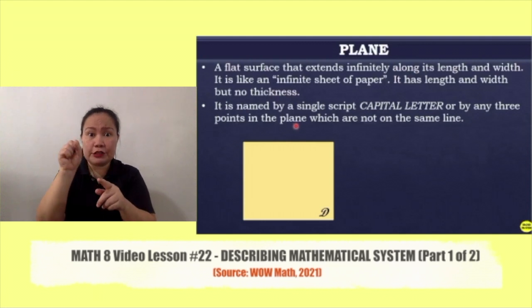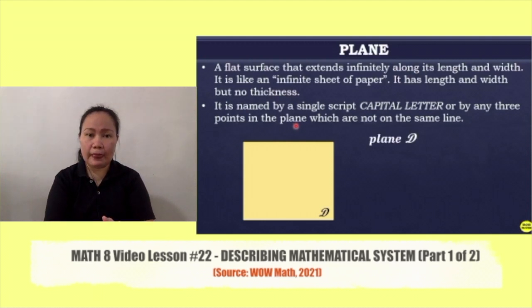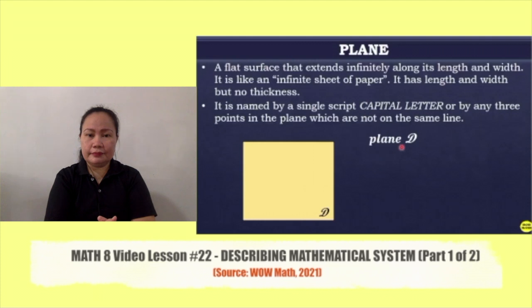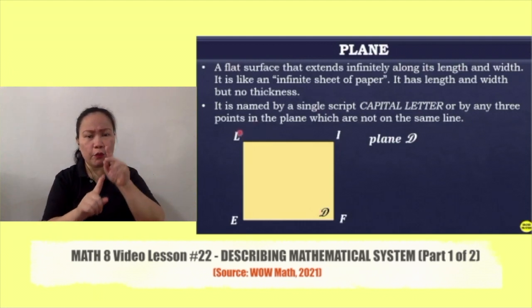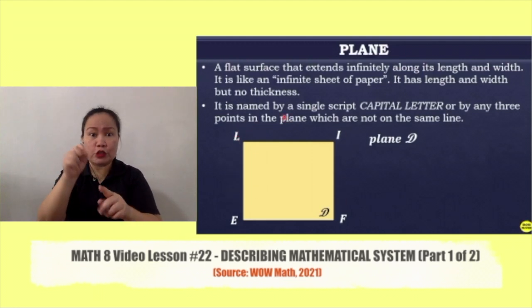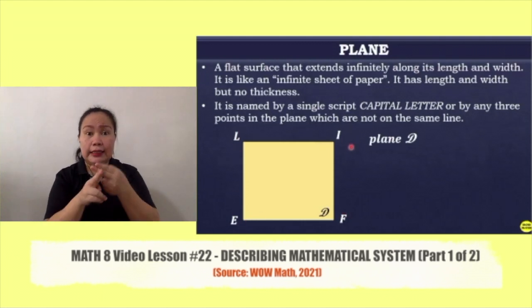So, halimbawa po, meron tayong, so this is named as plane D. So, pwede mo siyang pangalanan as plane D. Okay? So, pwede mo siyang tawagin plane D. Kasi, ayun, nasa loob siya ng plane. Script letter nasa corner. So, pwede natin siyang tawagin plane D. And then, pwede nga rin siyang pangalanan by any 3 points in the plane. So, halimbawa, ito meron akong L, I, F, E. Okay? So, these letters are representations or the name of the points.